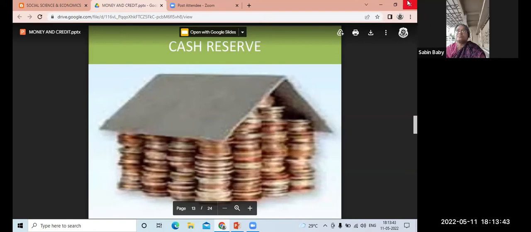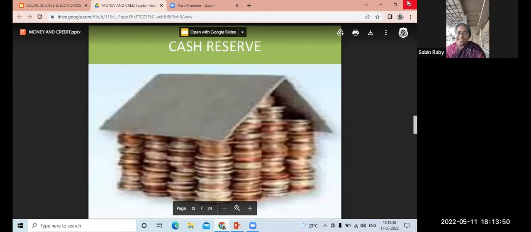All the depositors are coming on a fine day and they are all asking their money back. What will happen to the bank? First, they will try to use this money, cash reserve. Otherwise, they are getting bankrupted that way. Bank will collapse. That's all.